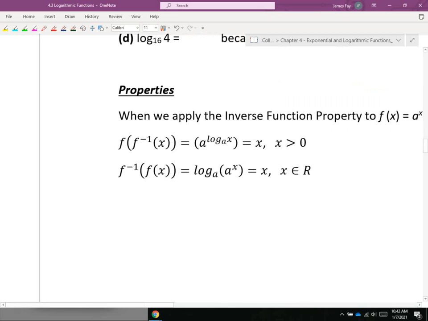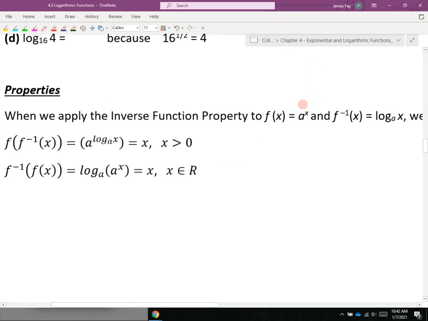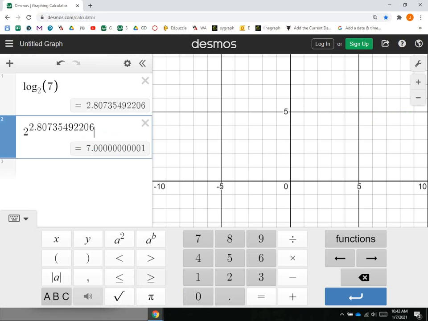So if one of our functions, f of x is a to the x, and the inverse is log base a of x, we should be able to go f inverse, which f inverse is this one right here, take that and replace it for x right there. And that's going to generate this thing right there. Does that make sense? Okay. And when I take a and I raise it to the log base a of x, it should generate x.